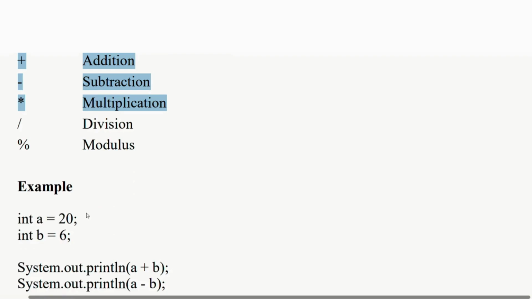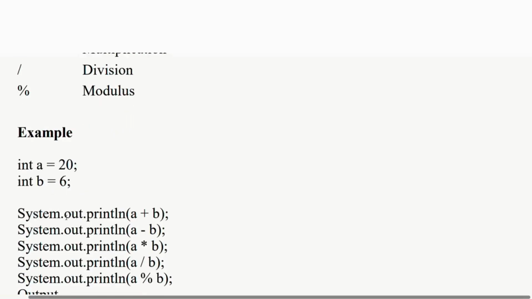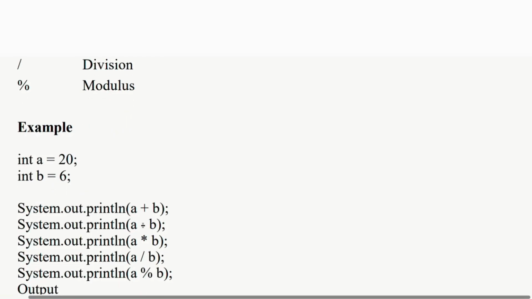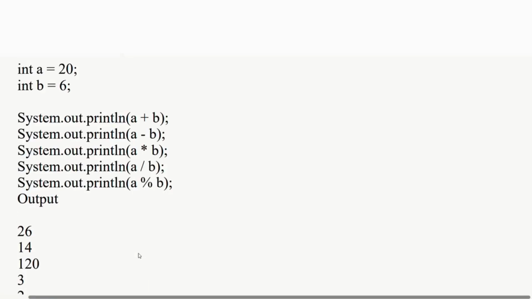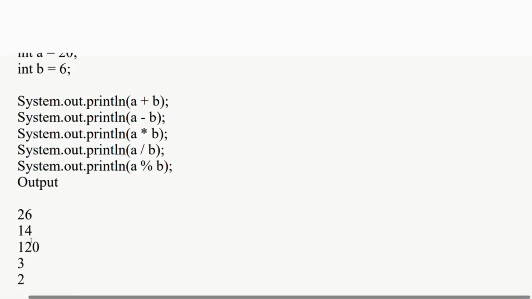Let's suppose I have an int variable a and I pass 20 as the value. I have taken two variables, a and b, and I'm passing the two values. If I want to perform addition, I will use the addition operator, and likewise the subtraction, multiplication, division, and modulus operators. Addition will give 26, 20 minus 6 is 14, 20 times 6 is 120, 20 divided by 6 is 3, and since 6 times 3 is 18, 2 will be the remainder, so modulus gives that value.